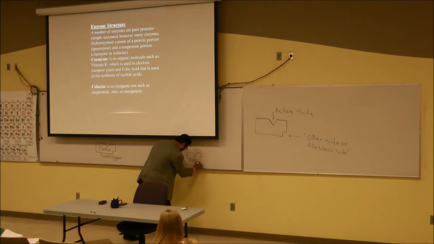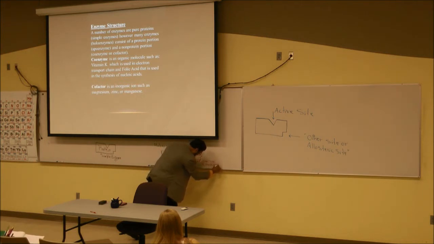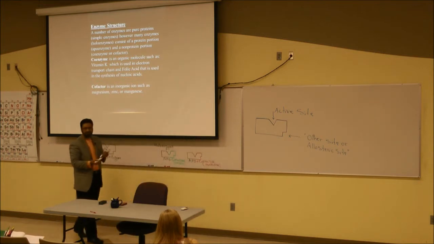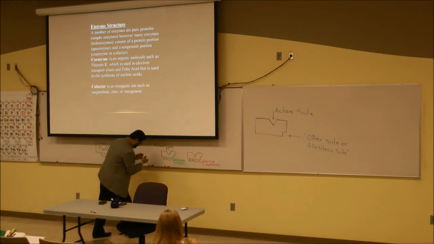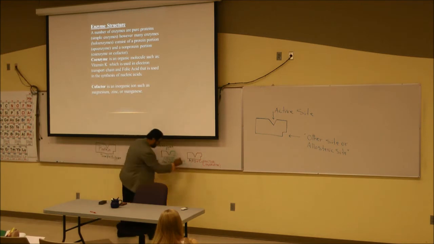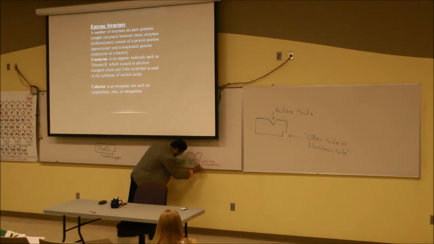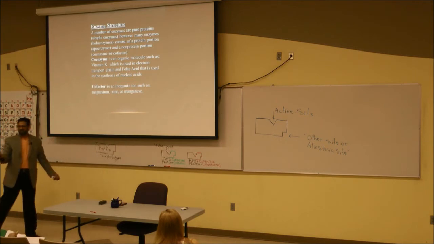Organic, green color. You can use red color for cofactor. Apo plus cofactor, which is inorganic. Right? So both of them, holoenzymes, have two parts: apo, which is protein, plus organic, or protein plus inorganic. Make sense? Okay.